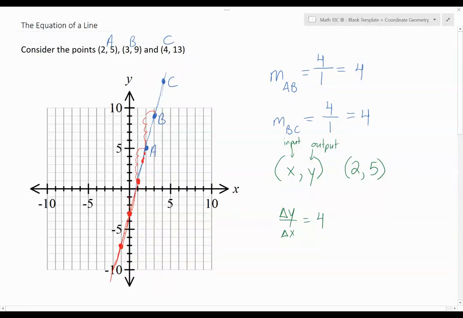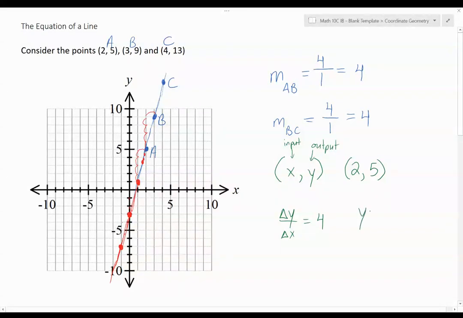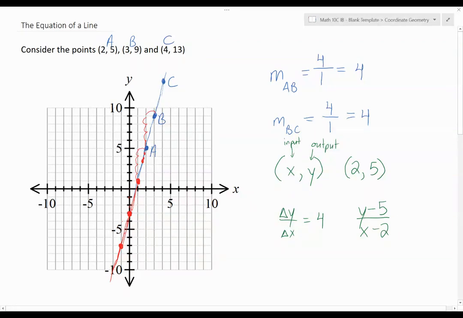For delta y is the difference between y and 5. So delta y I could write as y minus 5. And delta x I could write as x minus 2, the change in the x values. I could also write it as 5 minus y and 2 minus x. That's not going to change anything as long as I am consistent in the order.